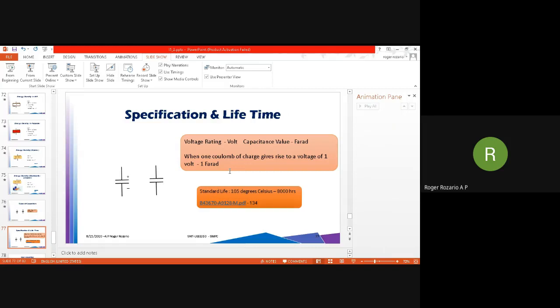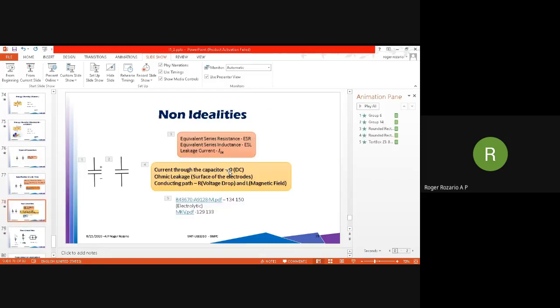And the specifications are voltage rating, capacitance, and standard life. Life depends on the operating temperature. If you operate an electrolytic capacitor at 105 degrees Celsius, it will last for 8,000 hours.